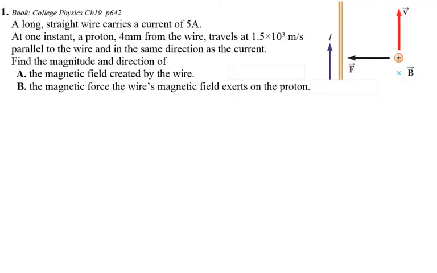So here's the first question. A long straight wire carries a current of 5 amps. So I have the current of 5 amps. At one instant, a proton 4 millimeters from the wire travels at the velocity of 1.5 10 to the third meters per second, parallel to the wire and in the same direction as the current. Figure out the magnitude and the direction of the magnetic field created by the wire.